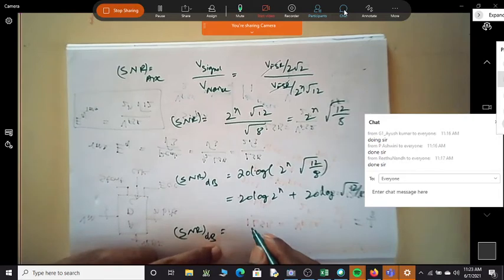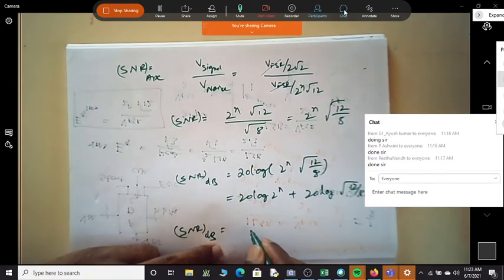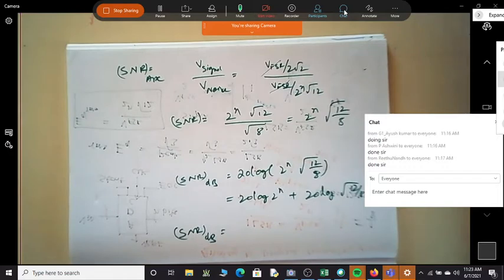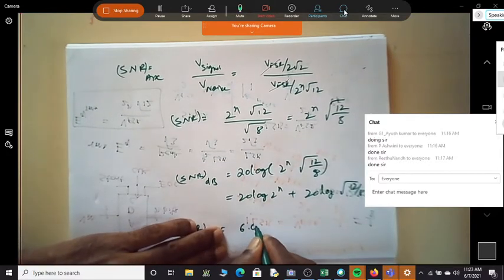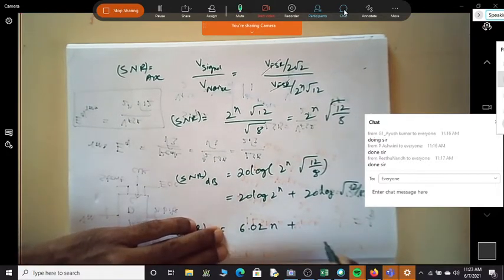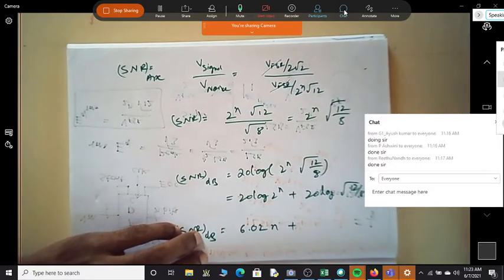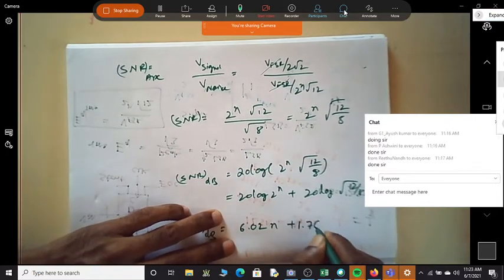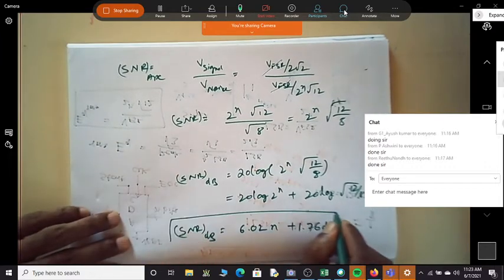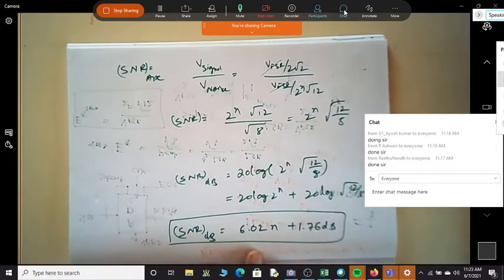What is 20 log of 2? 20 log of 2 is 6.02. So I write it as 6.02 n plus 20 log of the root of 12 by 8, and 20 log of that answer is 1.76. Total 7.78. Correct.